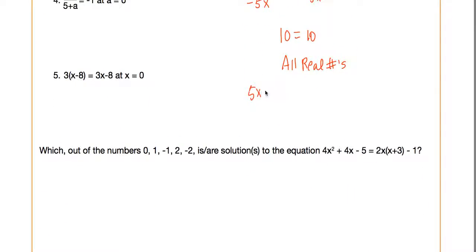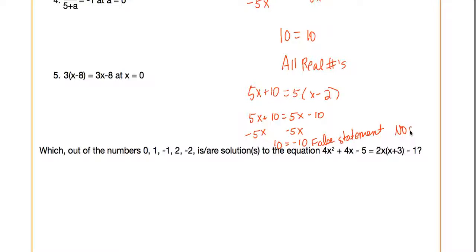Something else might look like this. If I did this, and again, you want to move your variables first. So when I distribute there, I would move this, and this would go away, this would go away, and I have 10 equals negative 10. That's a false statement. So that means no solutions. That means no number in the whole wide world could make that true.